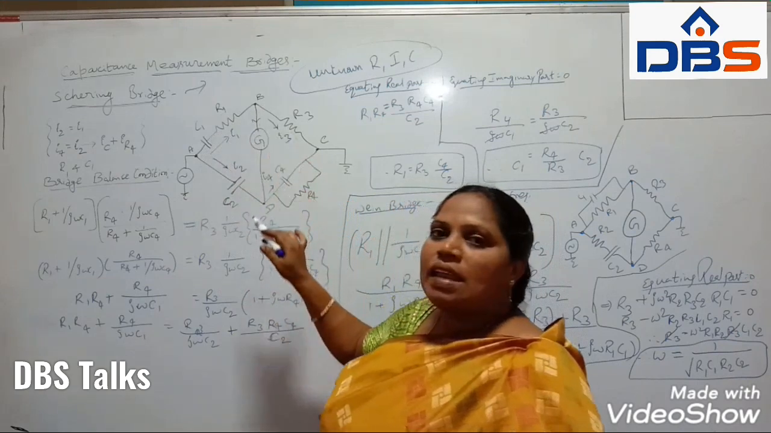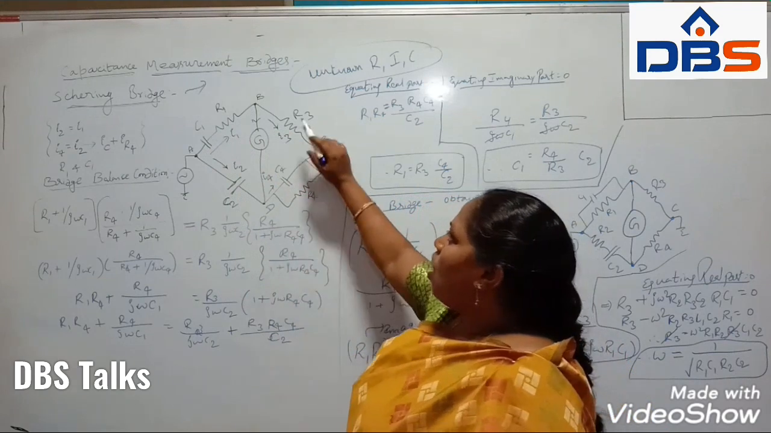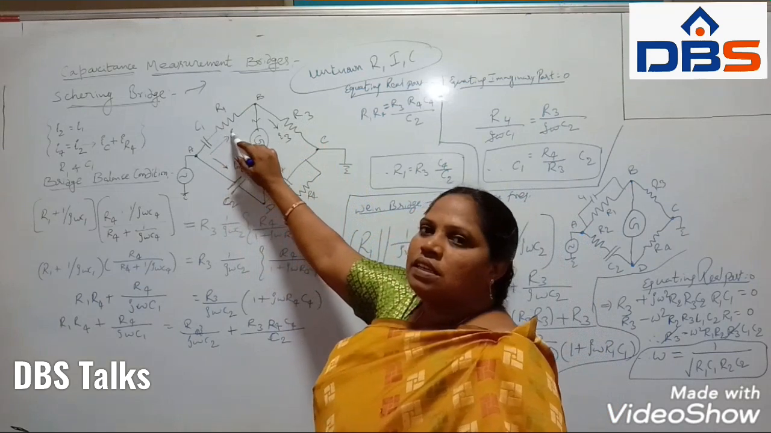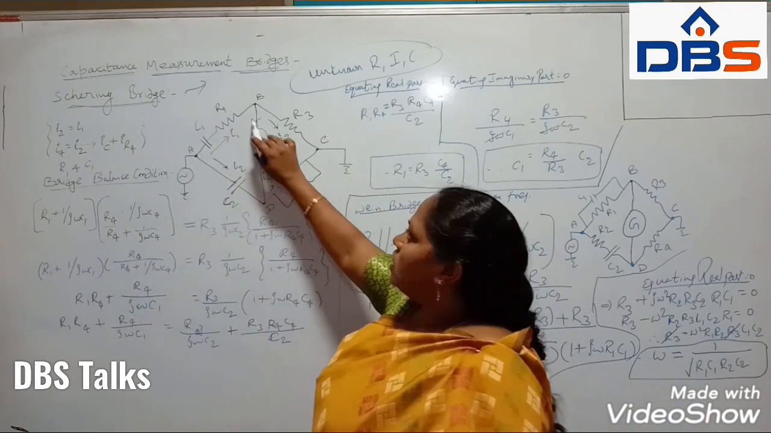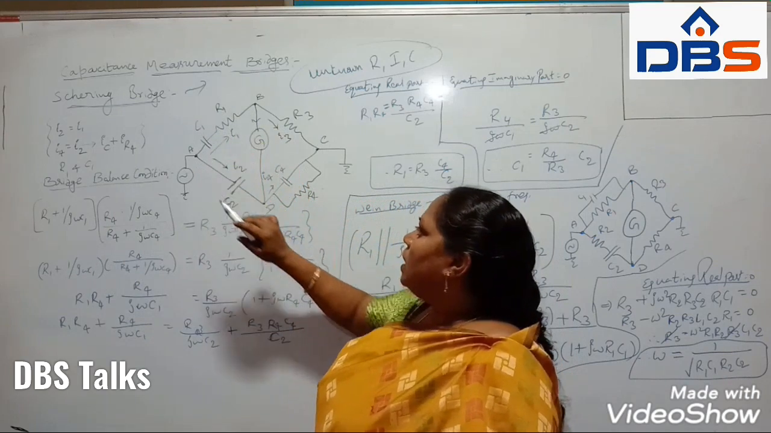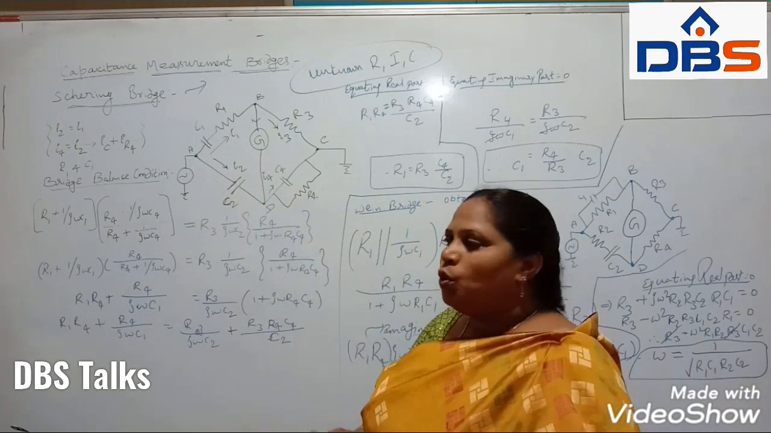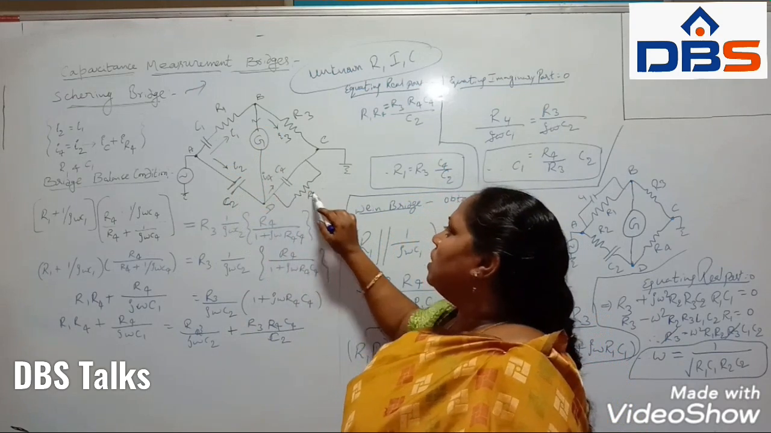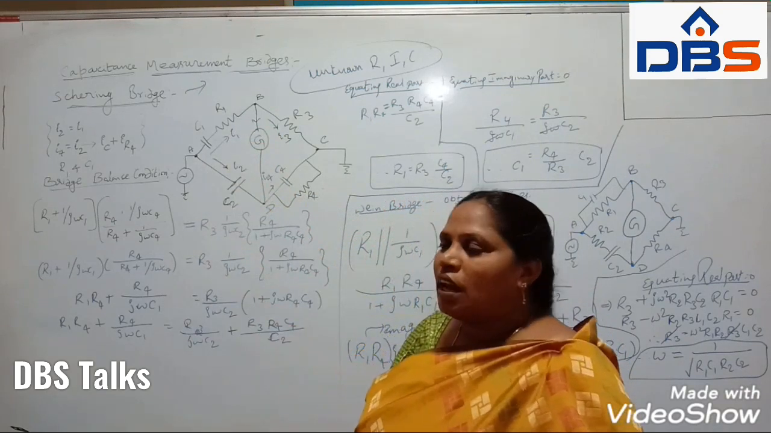What is the balanced bridge condition? The balanced bridge condition is that the product of opposite resistors will be equal to the product of the other opposite resistors. So I will write here: instead of R1 we have the combination of R1 and C1. Instead of R2 we have the capacitor only, C2. Instead of R4 we have the parallel combination of R4 and C4. And in the R1 place, this is the series combination of R1 and C1.